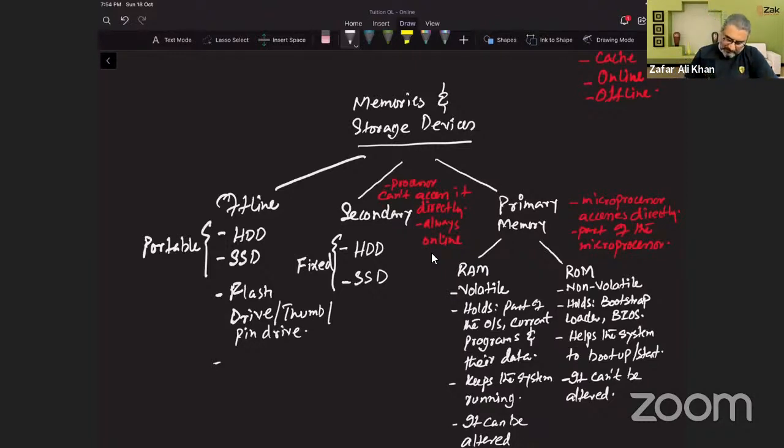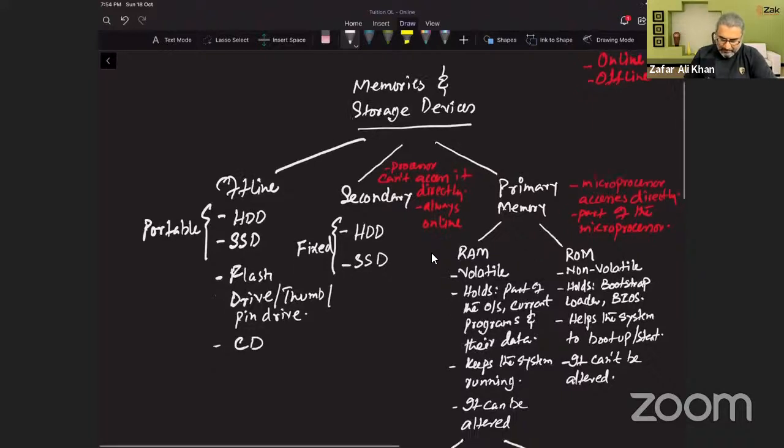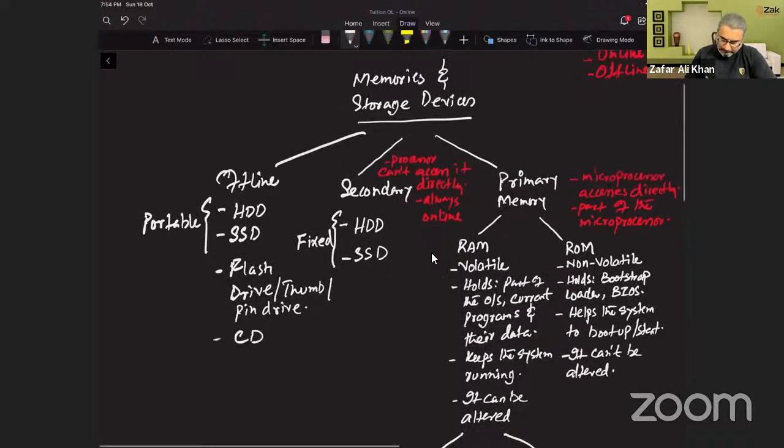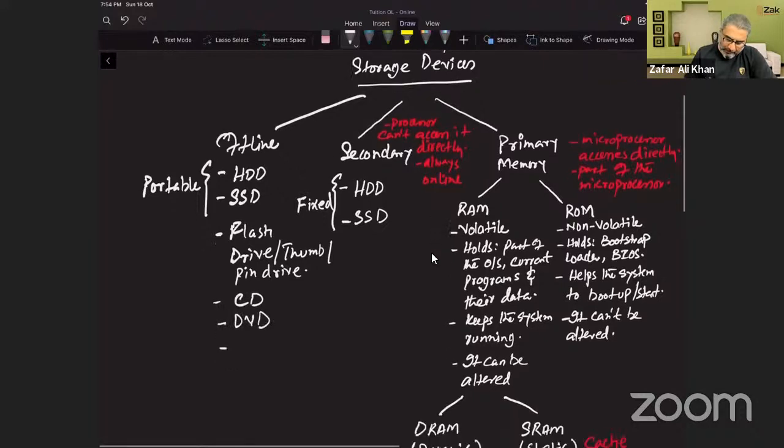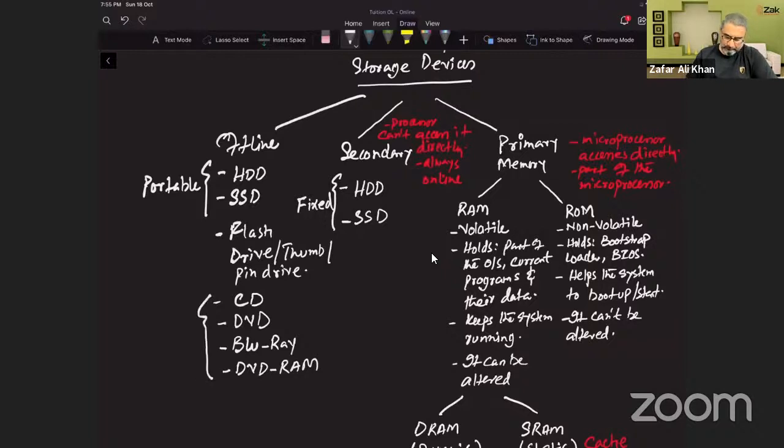Theek ho gaya. Then comes CD-ROM, DVD, Blu-ray. Blu-ray's blue does not have E in it. ठीक है, Blu-ray. And then there is one special type called DVD RAM. These are called optical drives.